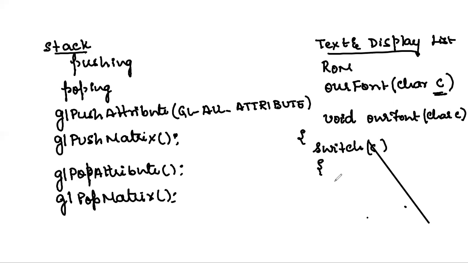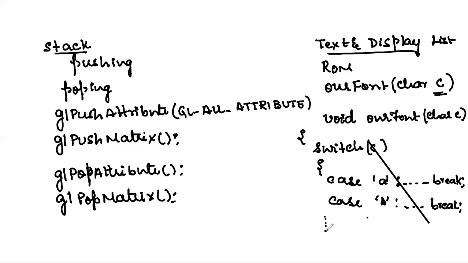That is, if it is case A, what is the task that we need to perform, and then break. Similarly, I may have capital A. So let us write what are the requirements and then come out of the case. So you can write for all the possible values and close the switch and close the main function. So this is how you're going to write the text.